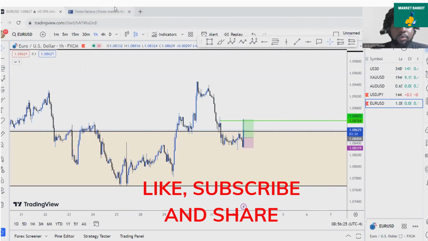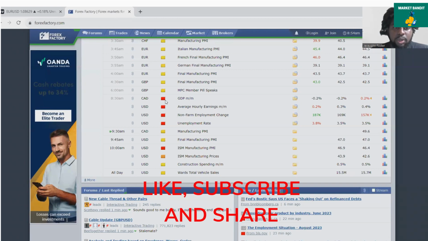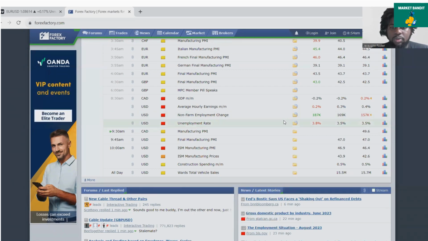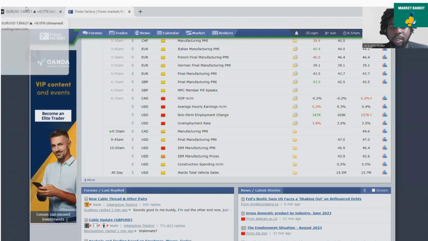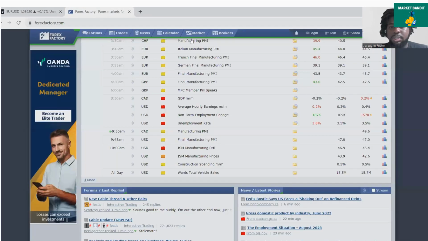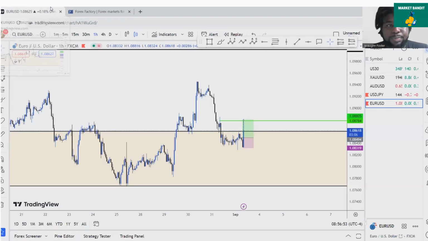So as you guys know, today was NFP. We could look at the news right here, about almost 30 minutes ago, right? Some news was released about the US dollar. As you can see, for unemployment rate, we have some negative news, and also for hourly earnings, some negative news as well. The non-farm employment change was positive, but we had more negative than positive, especially the unemployment rate, which is a very high impact on the market.